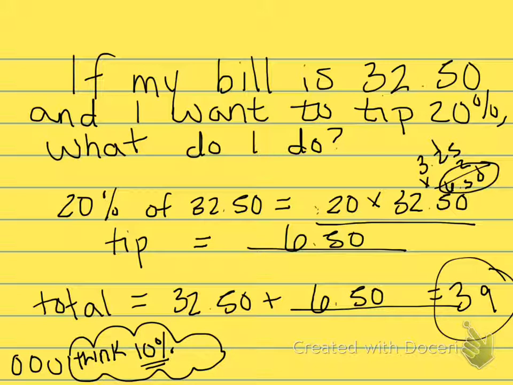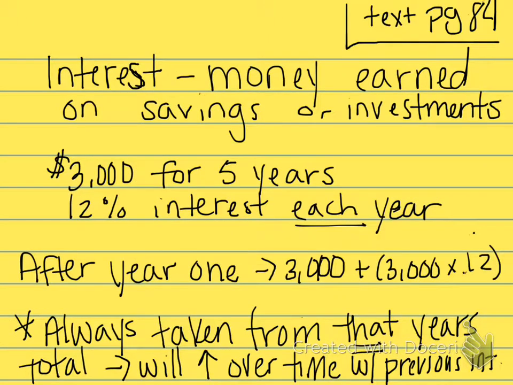So again, your tip is going to depend on the percentage you choose, but the process should be familiar. You're finding that percentage of your total and then adding it on. The percentage that you find is the tip itself. Once you add it, you know your total bill, what you're actually going to be charged for when you leave the restaurant. So we're also going to talk about interest.